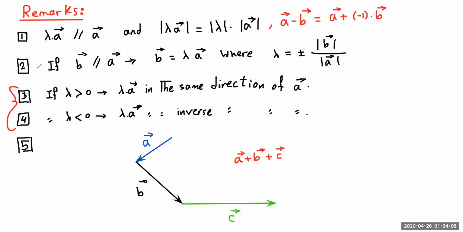So property number 2: if two vectors are parallel, then one of these two vectors could be written as lambda times the second vector, where lambda is a real number. Let's suppose that B and A are in the same direction, then lambda will be length B over length A. If B and A are in different directions, but they are parallel, then lambda will be minus length B over length A.